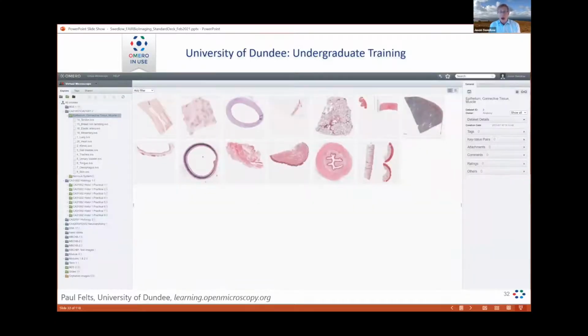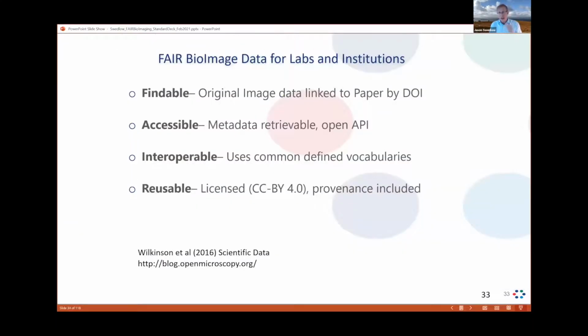Another example back here in Dundee, so this is pretty much vanilla OMERO with a few tweaks, and we're actually using this for online training for anatomy and histopathology. And so several hundred students every year use OMERO for accessing these tissue samples. And it turns out this is a lot easier than having to have slides for all of the students.